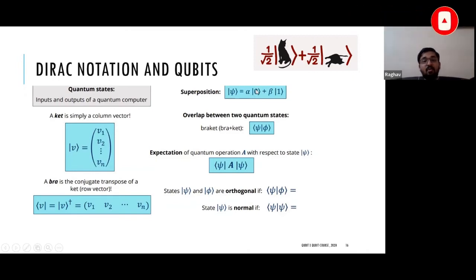alpha times the 0 state plus beta times the 1 state. What it means is that at the same time, unlike bits, we can have two states like 0 and 1.